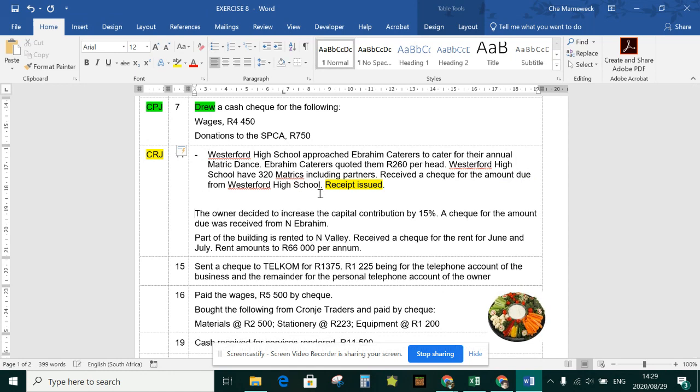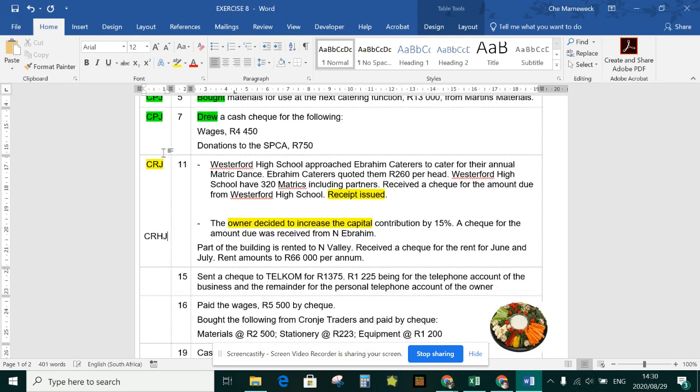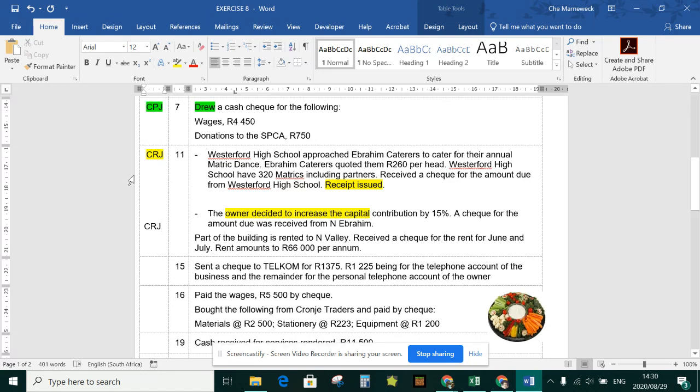We have another transaction for day 11. The owner decided to increase the capital contribution. A check for the amount was received from N. Ibrahim. So the owner is putting more money in the business. He decided to increase the capital. Cash receipts journal. So that's going to be cash receipts journal.